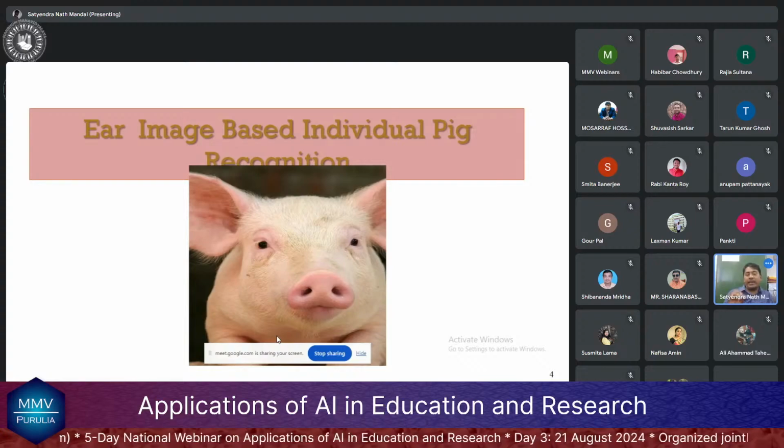The snout has some pattern. But the problem is there is always some saliva. If there is saliva, the light will reflect, and there is a lot of difference between the two images. Then we tried the ear.